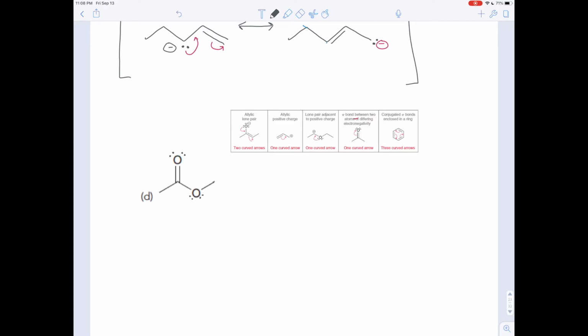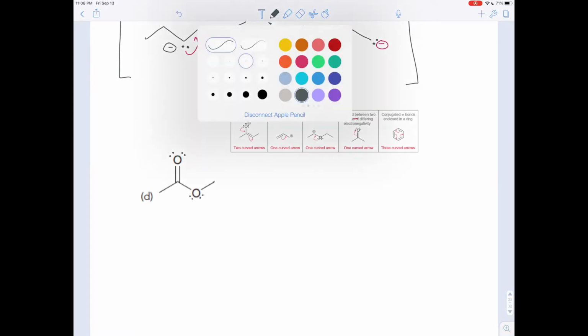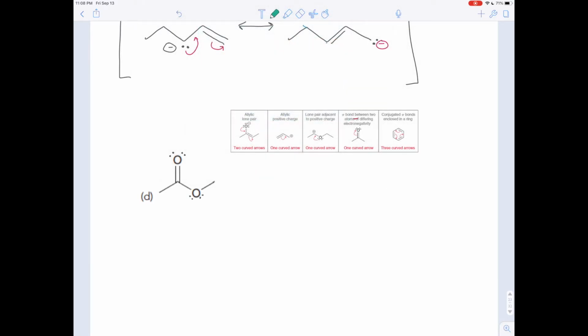So first, we'll go through this and see if we have any resonance patterns. Do we have an allylic lone pair? We do. Those lone pairs are not allylic. They're on an atom in a double bond. They're not one atom away. But these lone pairs are allylic because if you go one atom over, you're at an atom in a double bond. So we definitely have resonance here.